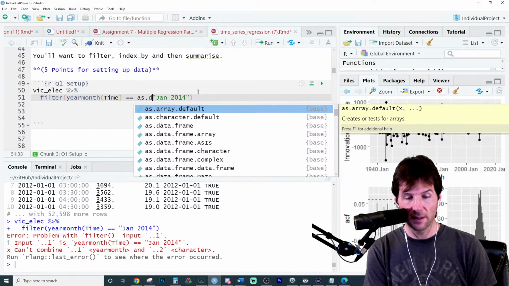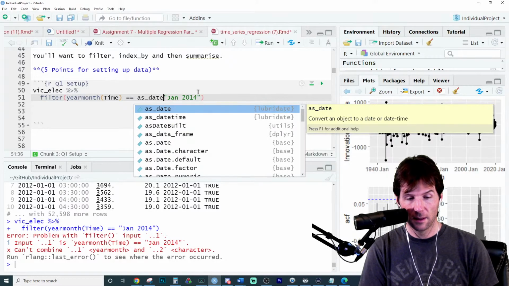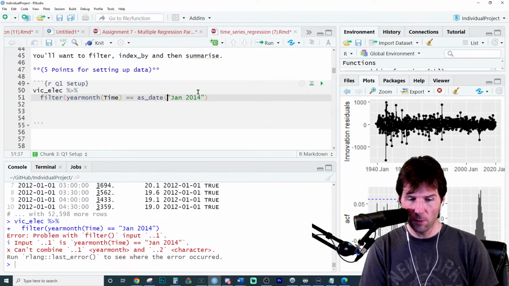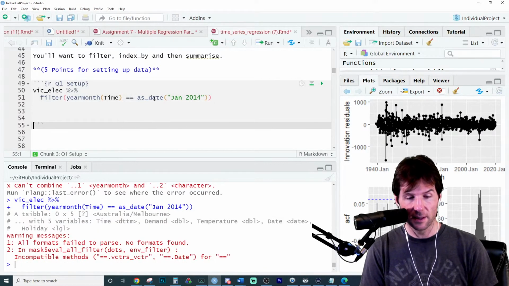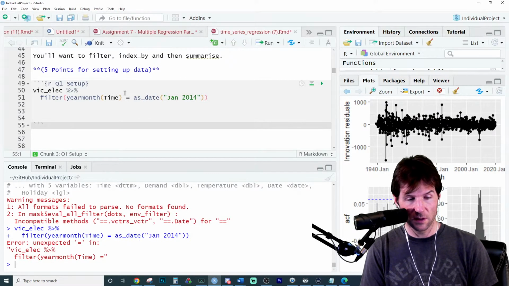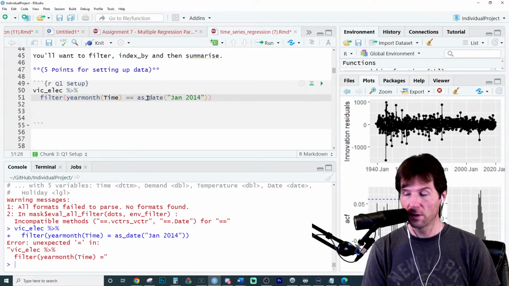No, we don't want to do a base as date. There's as date with Lubridate. I think will it accept Lubridate? It might. There's things it likes. There's things it doesn't like. It doesn't like the equals equals. Doesn't like the equals. Two seconds right here. Always got to double check the book.